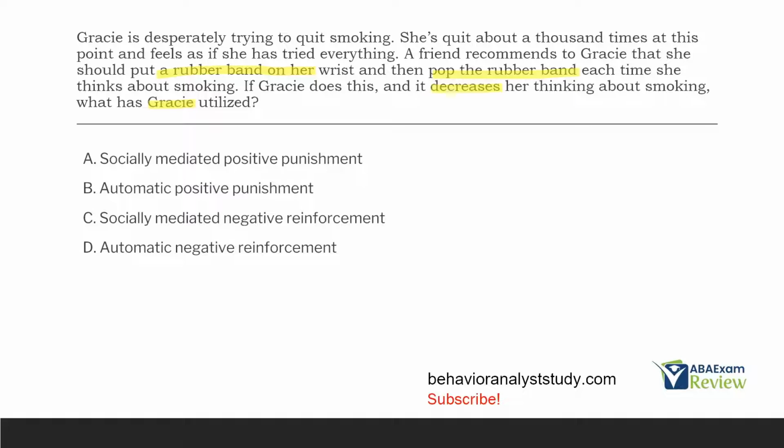Gracie's giving her own consequence. So she's, quote unquote, alone, right? When we think automatic, I want you to think alone. So she's alone, giving positive, right? Because she's adding this pop, punishment because she's decreasing her behavior. So if Gracie does this, what has Gracie utilized? B, automatic positive punishment.